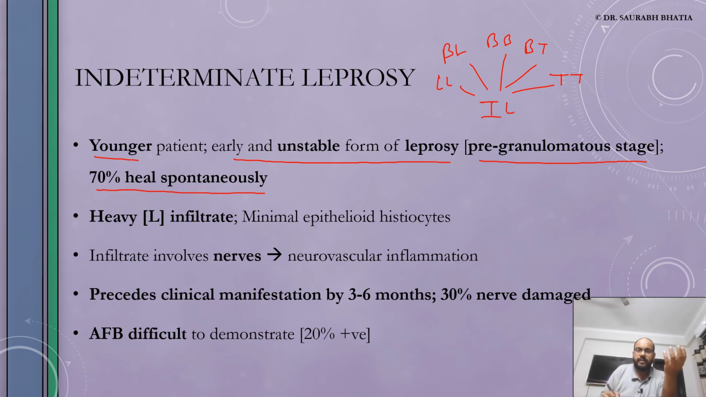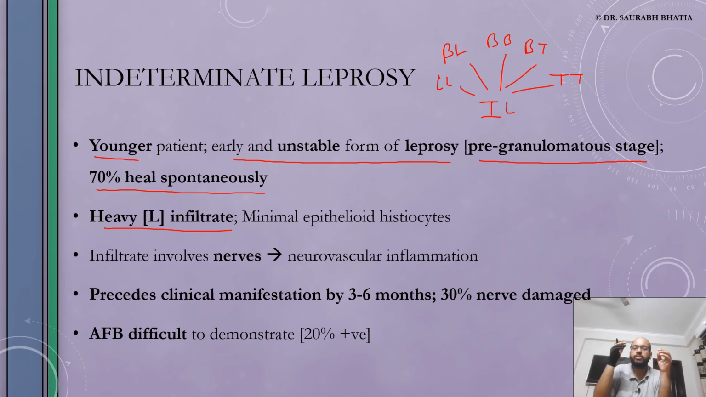So, in 70% of the cases, it may heal spontaneously. It has heavy lymphocytic infiltrate. So, in Hansen's, in leprosy, lymphocytes are the first cells that come to kill the bacilli. Okay, I know in the previous videos we have discussed that neutrophils are the first cells that come, but here when you are talking about bacilli that needs to be contained, that needs to be stopped, the lymphocytes come, they are recruited.